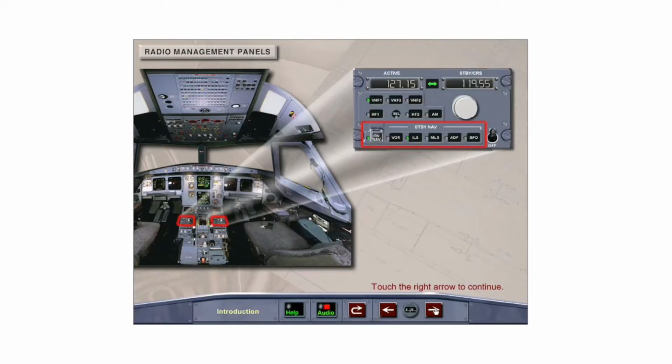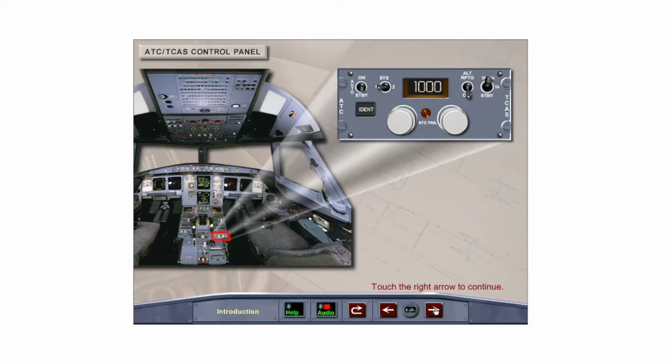If navigation radio tuning capability is lost through the flight management guidance computers, backup tuning is possible through the radio management panels located on the pedestal. The 2 ATC transponders and the traffic collision avoidance system are controlled through the ATC control panel located on the center pedestal.